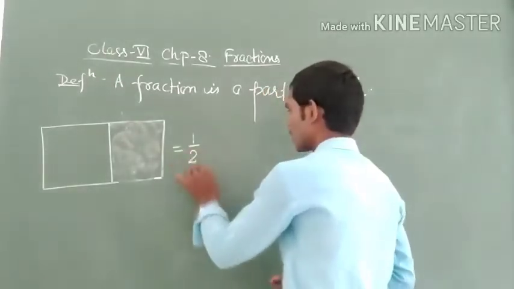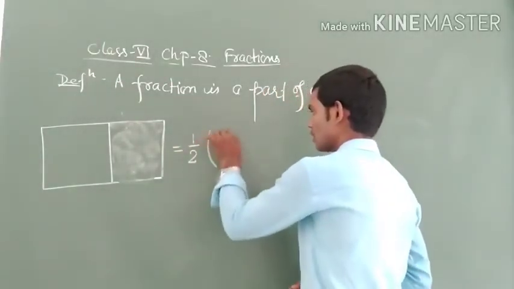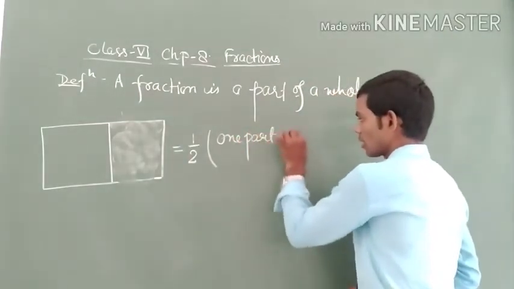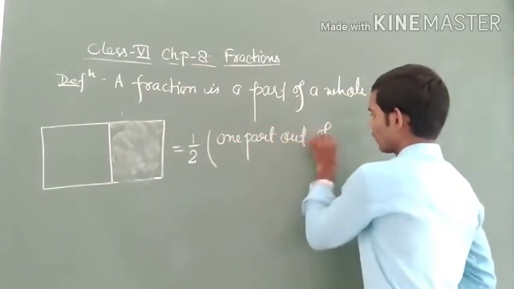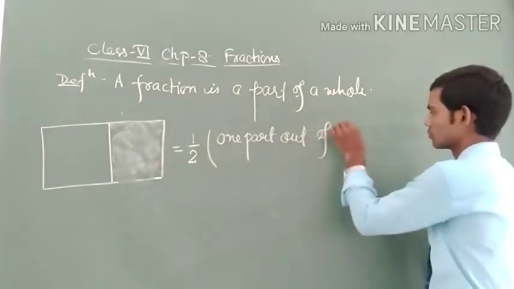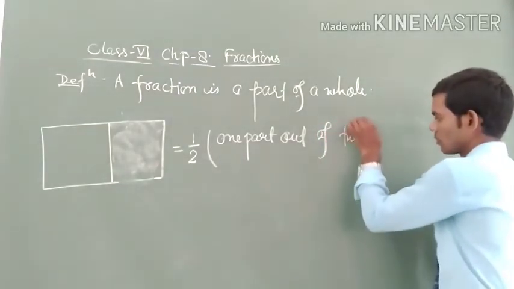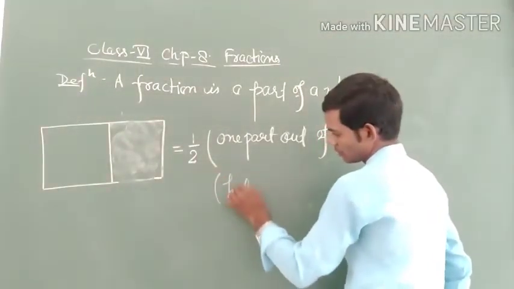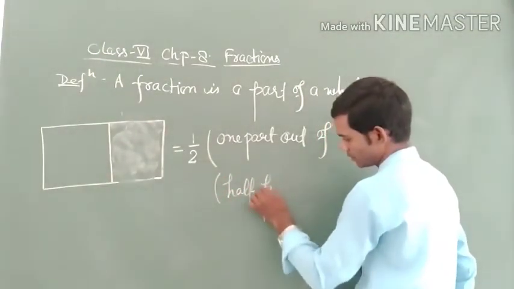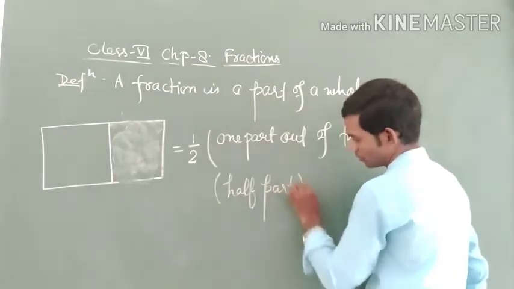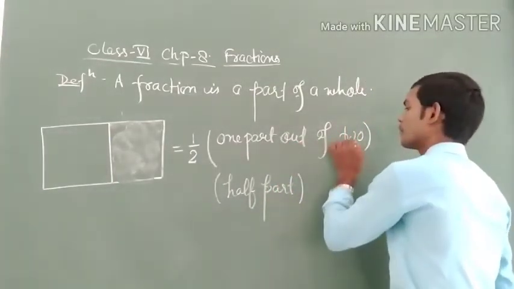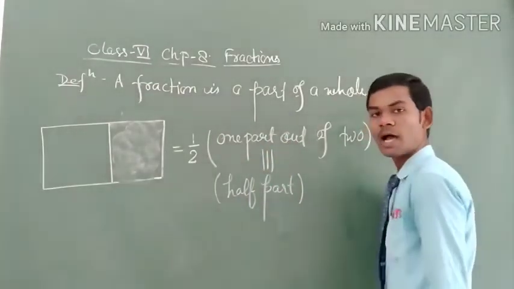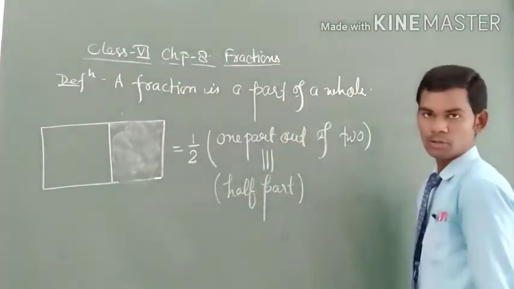Here we can see one part out of 2, or we can say half part. One part out of 2 is also equivalent to half part of the whole.